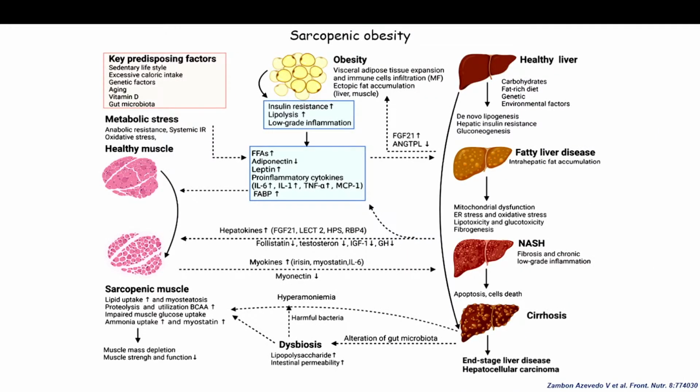This is how, in this pictorial diagram, I have tried to give you an idea how sarcopenia and obesity ultimately lead to liver dysfunction. And once the liver is involved, what will happen? From the muscle, certain myokines are released, and one is myostatin. The role of myostatin is well known in cirrhosis and in liver disease, so I will not go into the details of that.